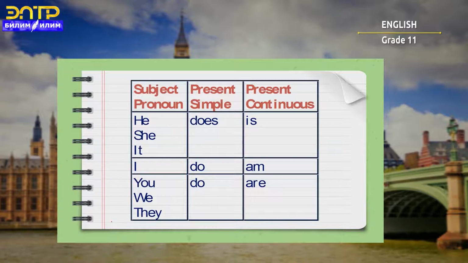Look at the table here. Here we have the subject pronouns column. We have 7 subject pronouns here: he, she, it, I, you, we, they. In the simple present tense, we use does as a helping verb for he, she, it, and we use do with I, you, we, they. In the present continuous, the helping verbs are: he, she, it, is; I, am; you, we, they, are.